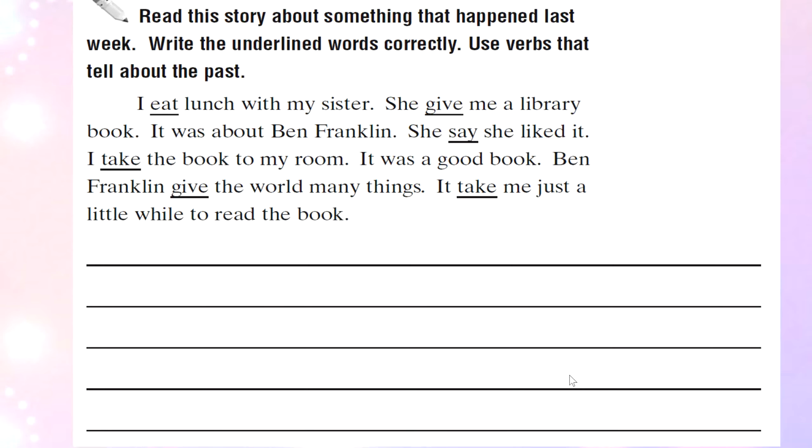Now the second part. Read the story about something that happened last weekend. Circle last. And this word tells us about the past. Write the underlined words correctly. Use verbs that tell about the past. As we did before, we will write the correct form above the underlined verb. And then after we check the answers together, you have to write the paragraph neatly and clearly.